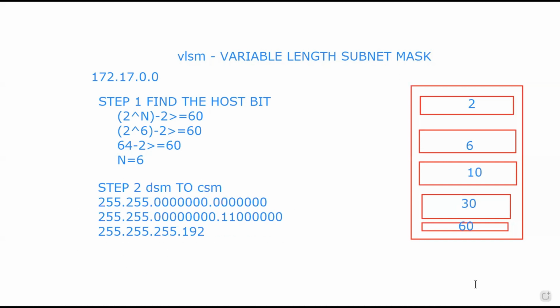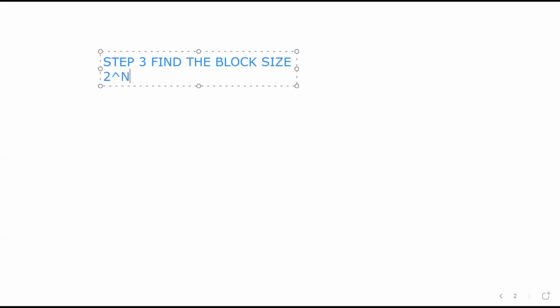Then step 3, find the block size. Block size is 2 to the power n. 2 to the power 6 is equal to 64. 64 IPs we assign.